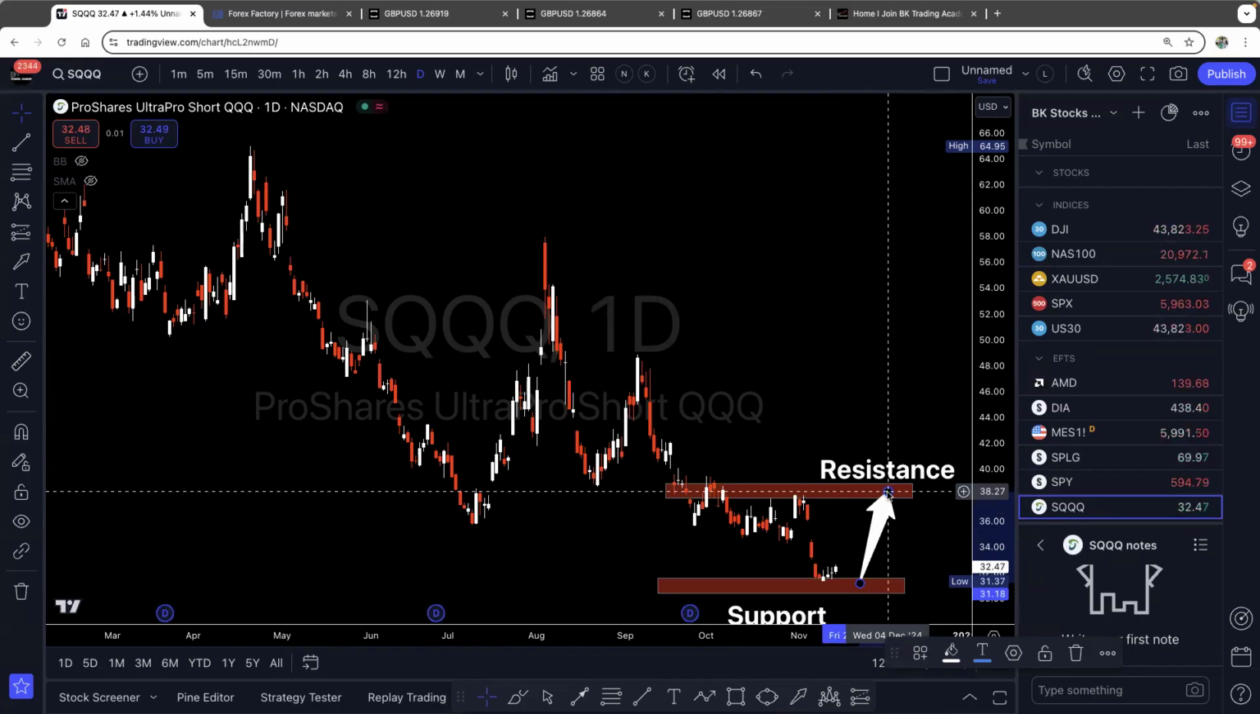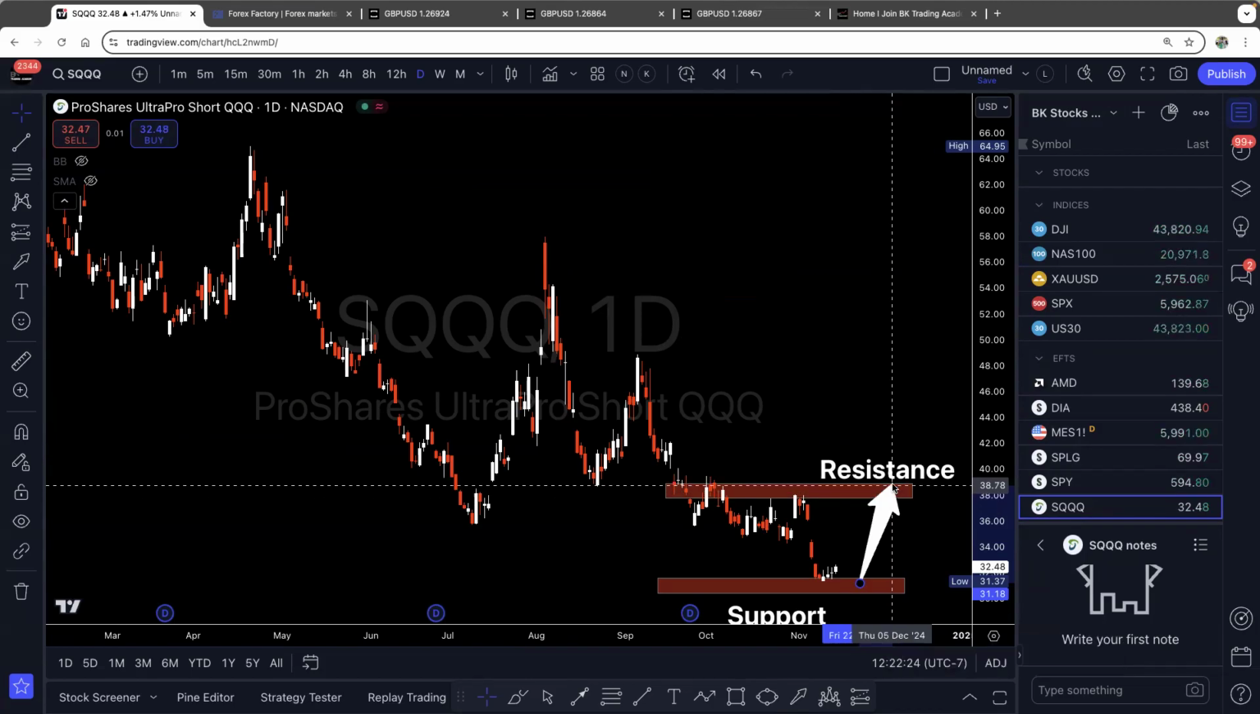Or if they have a cash account and they don't want to sell because it's riskier, they only want to buy because they have a cash account, they have that one-on-one leverage, you will want to go to SQQQ and buy when NAS 100 is selling.